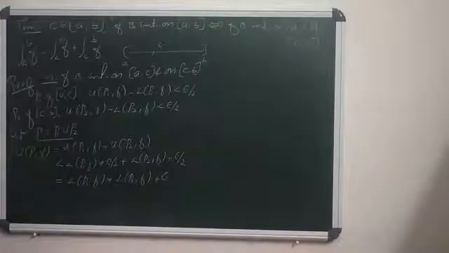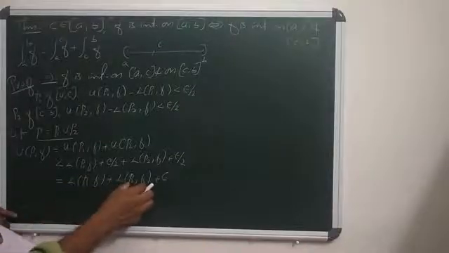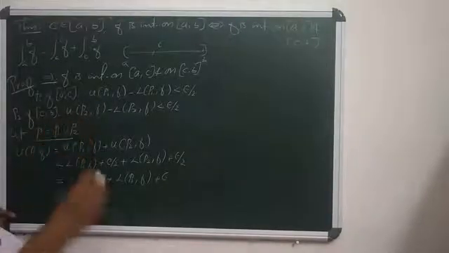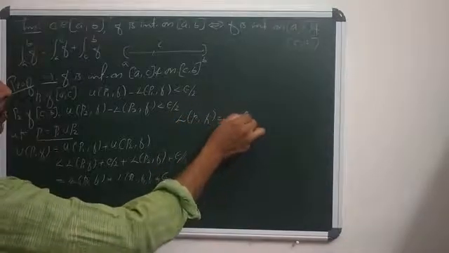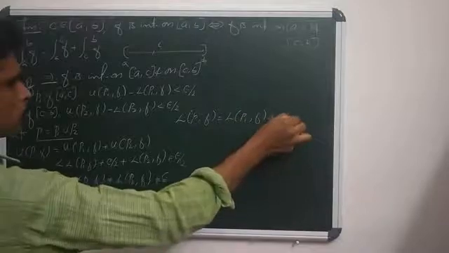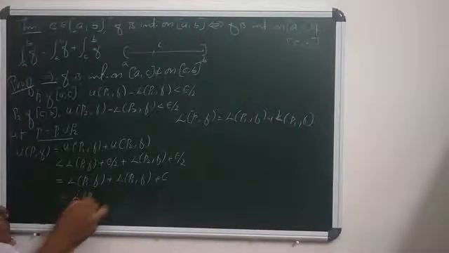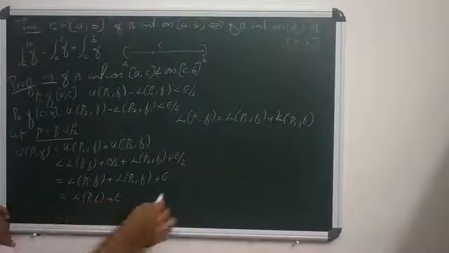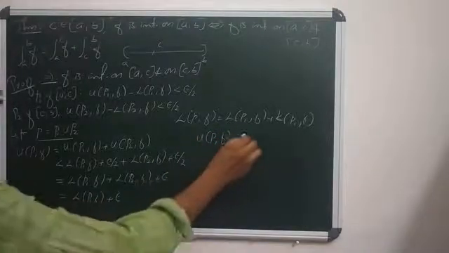So U(P,f) is less than or equal to L(P1,f) plus L(P2,f) plus epsilon. What is L(P1,f) plus L(P2,f)? It is nothing but L(P,f), because P is P1 union P2. Also we know that L(P,f) equals L(P1,f) plus L(P2,f). So it equals L(P,f) plus epsilon. Since epsilon is arbitrary, we know that U(P,f) is less than or equal to L(P,f).